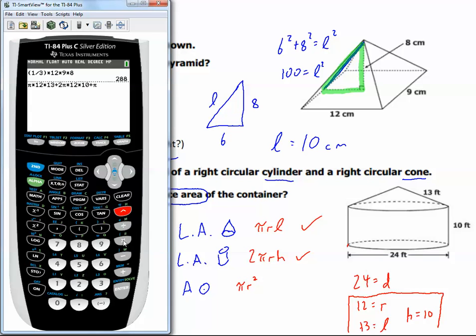Pi times your radius is 12 squared. Hit enter. We get about 1696 point, we'll call it 5.